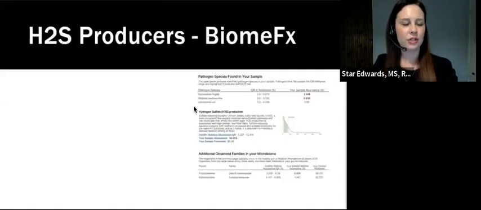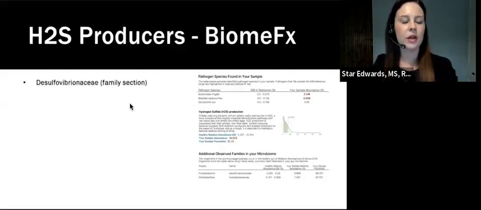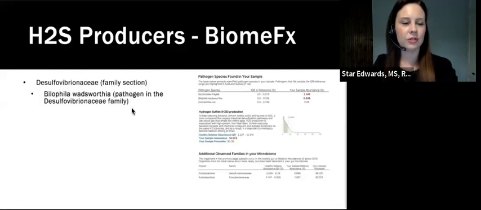This is what hydrogen sulfide production looks like on BiomeFx. There are three things to look for here. First is Desulfovibrio, which we find again in the family section. This is just a family of hydrogen sulfide producers.